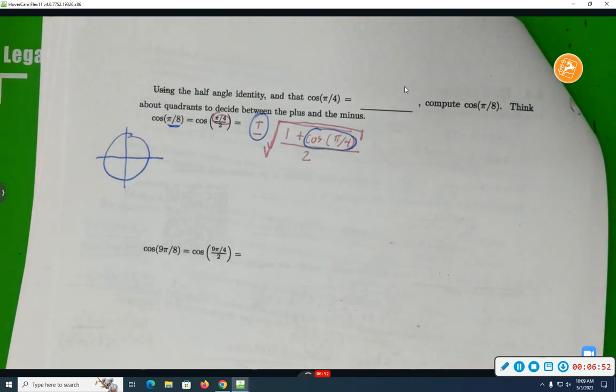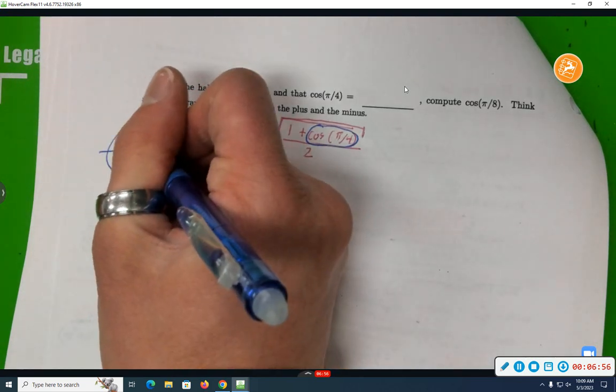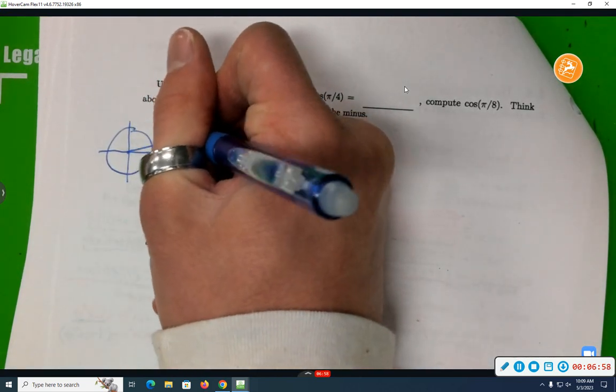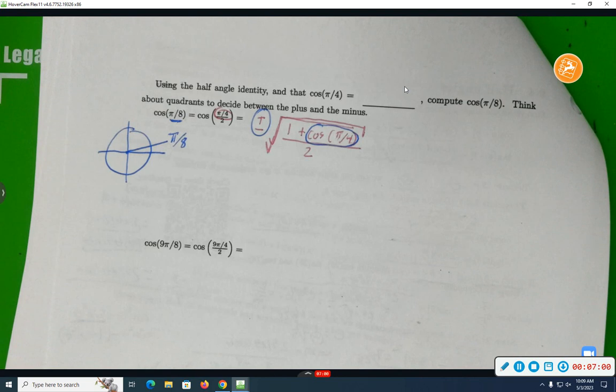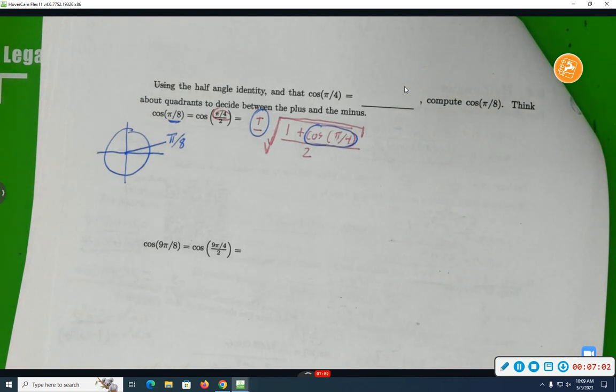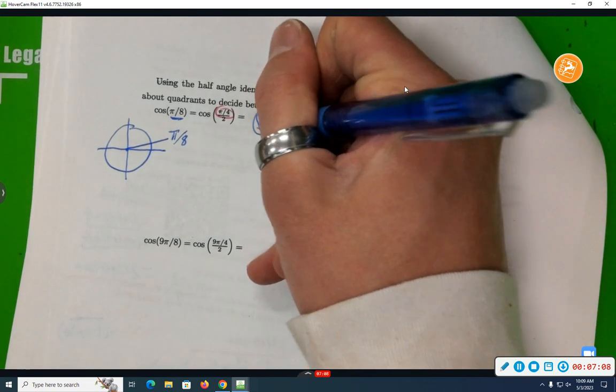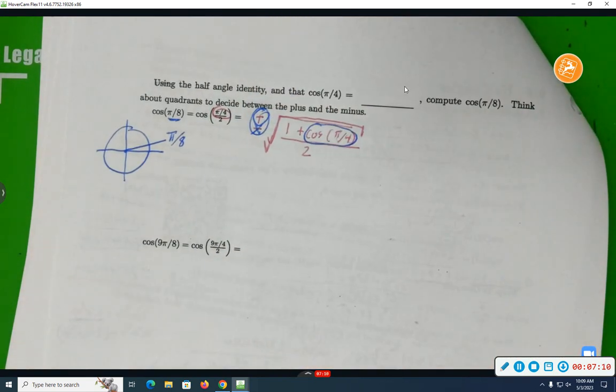Quadrant 1. Right, it's a really little angle. It's right there. So it's in quadrant 1. So is cosine positive or negative? All right. That's something you always have to do whenever you're trying to use the half-angle identity. You need to think independently about whether the result will be positive or negative.